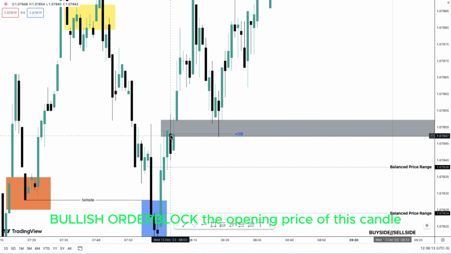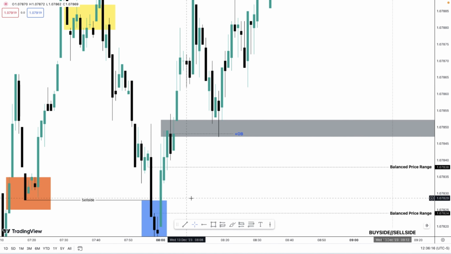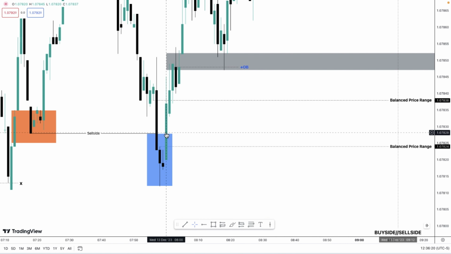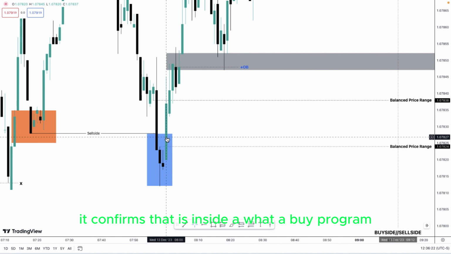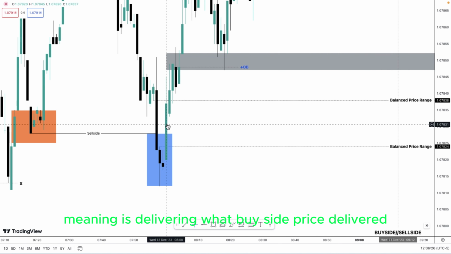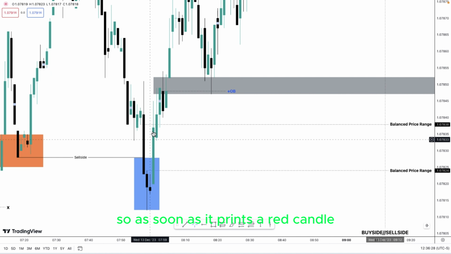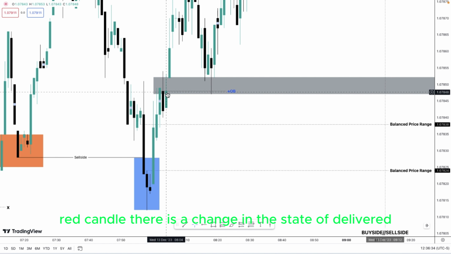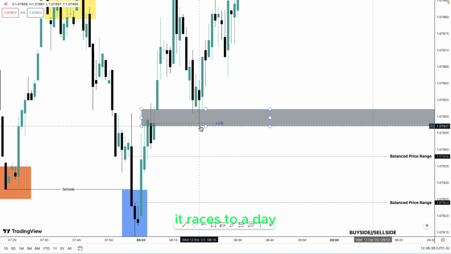Bullish order block, the opening price of this candle. As soon as price trades above this low there, it confirms that it's inside a what? A buy program, meaning it's delivering what? Buy side price delivery. So as soon as it prints a red candle, when it trades above the opening price of this red candle, that is a change in the state of delivery. So that's a bullish order block. It trades to it there.